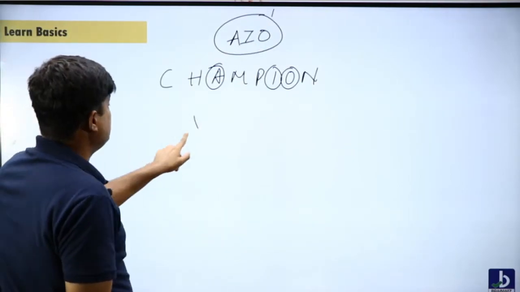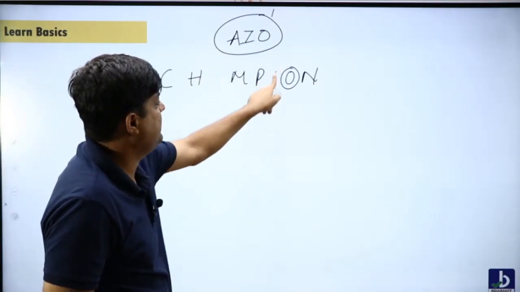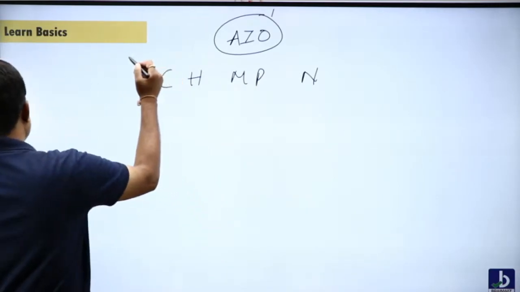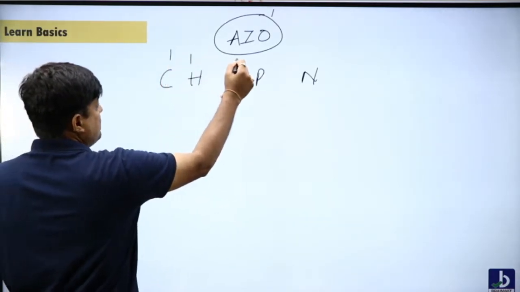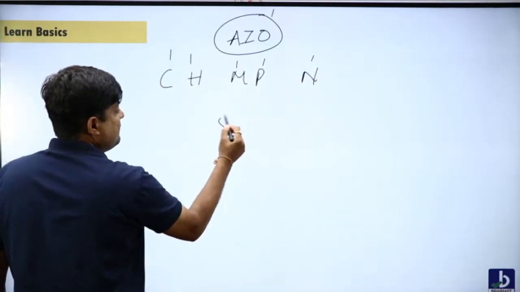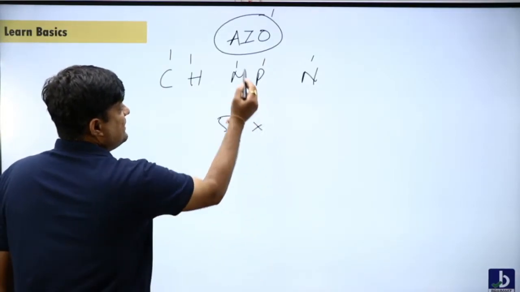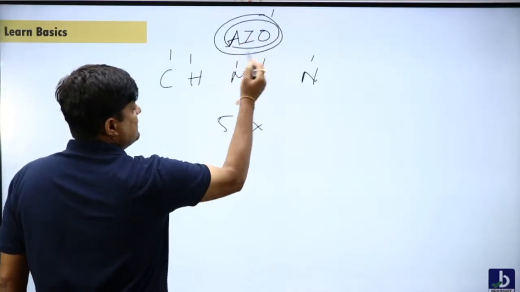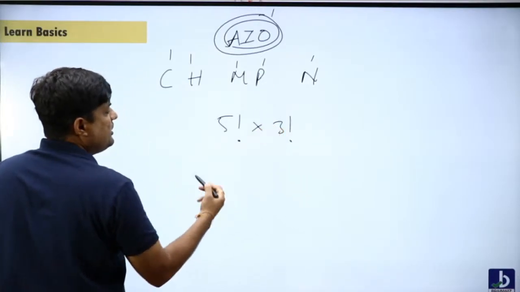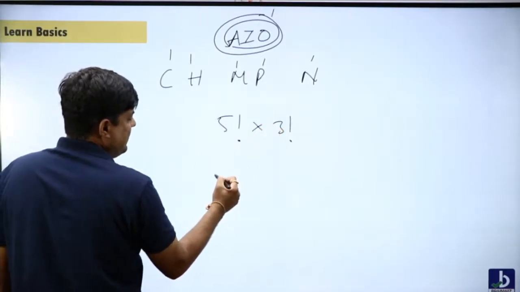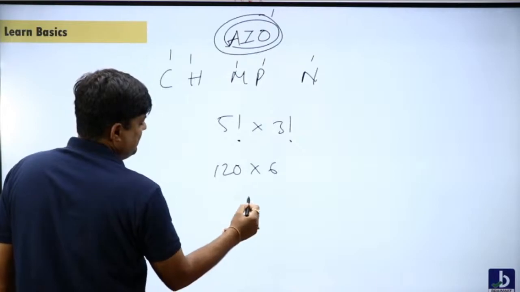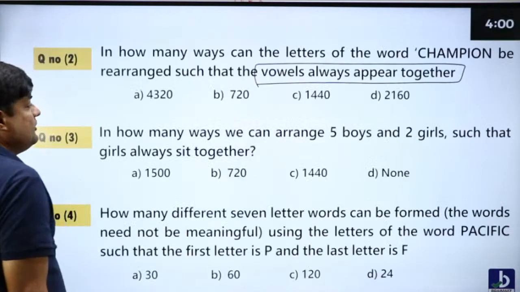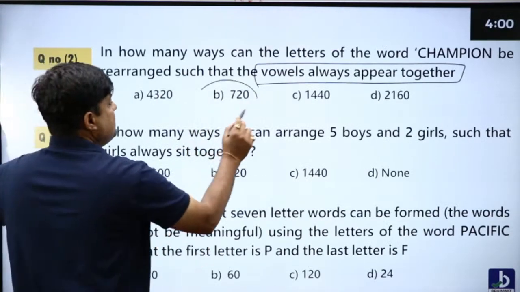A, I, O is going out. These are one unit, so the rest are more units: 1, 2, 3, 4, 5. So the answer is 5 factorial, multiplied by 3 factorial, because these three can be internally changed among themselves. 120 into 6, maybe 720 is the answer. So the answer is 720. This is B.